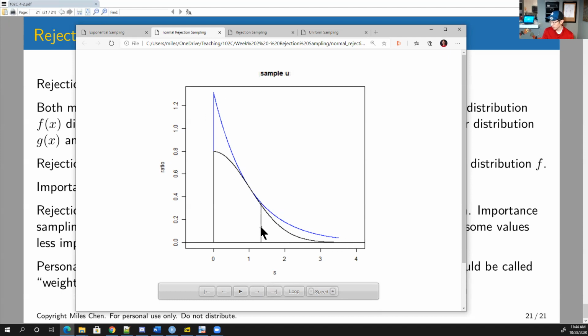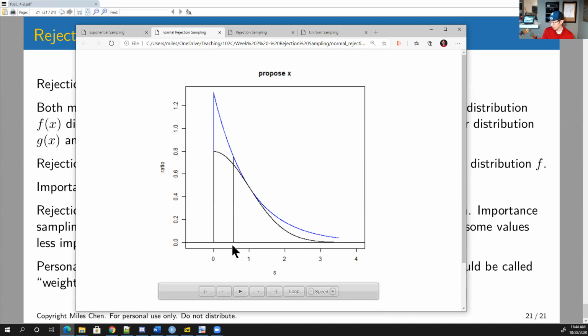And so this u ends up lower than the normal PDF, and so we will accept it. Because we accept it, it gets a green dot. All right, so we would accept that value.